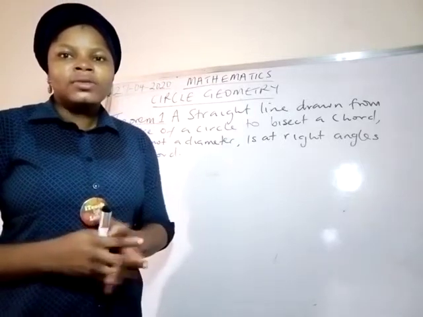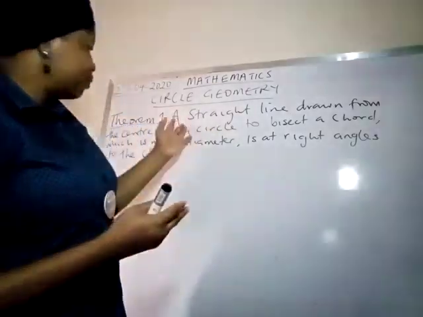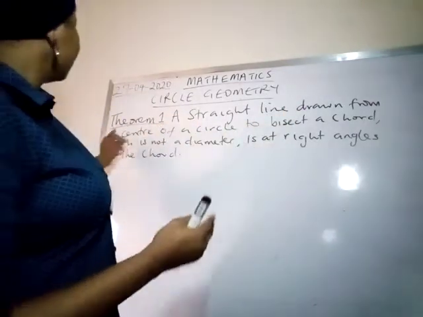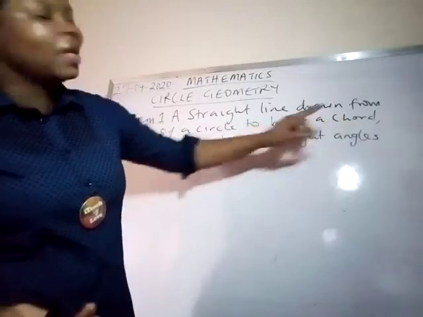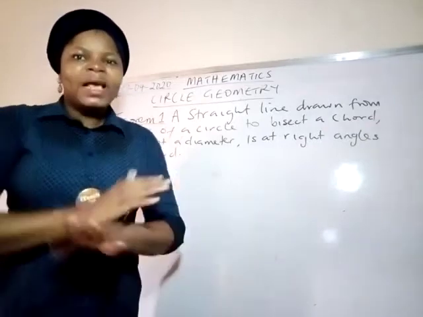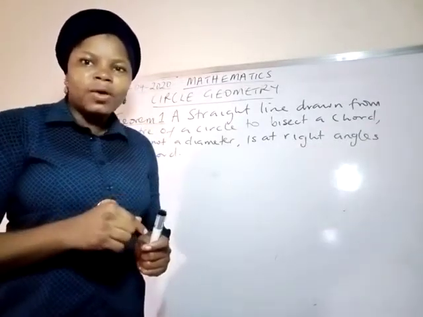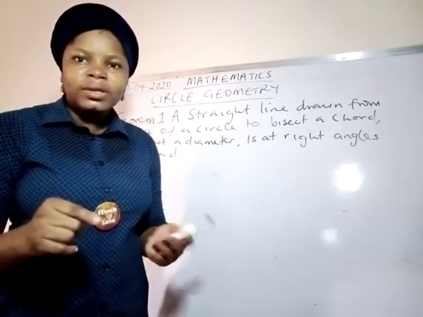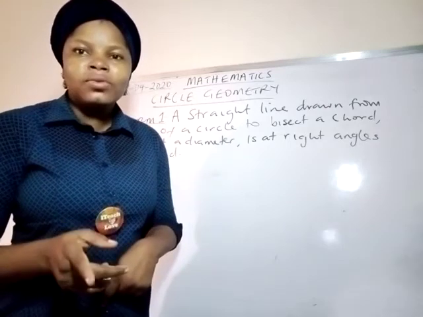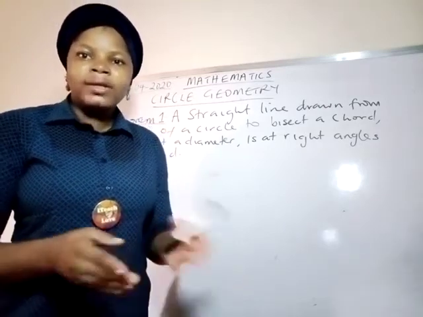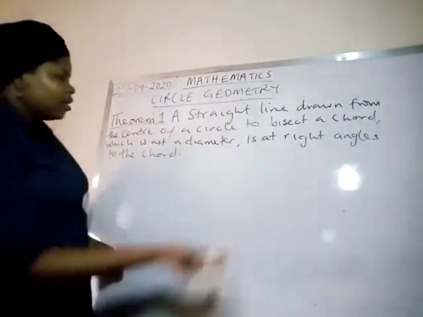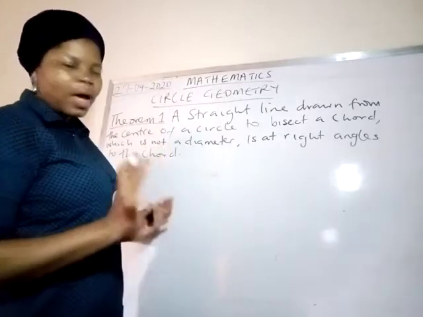So what do we mean by that? You can see I'm saying it in another way, and we are saying the same thing. What I have on the board is a straight line drawn from the center of a circle to bisect a chord, which is not diameter, is at right angles to it. Or you say a straight line drawn from the center of a circle to the middle point of a chord, which is not diameter, is at what? Right angle to the chord. Do you get that now? So interpreting this theorem is what we are going to look at.